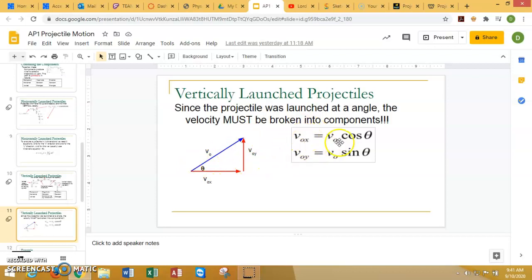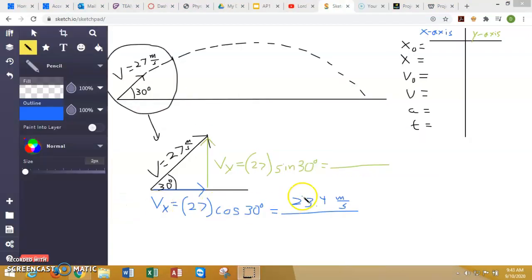To find your speed in the x, you use cosine. You take your total speed and multiply by cosine of the angle. To find the speed in the y, you take your total speed and multiply by sine. So when we do this for the x, we get about 23.4-ish meters per second. Remember, if this vector is meters per second, then these little vectors are also going to be meters per second.